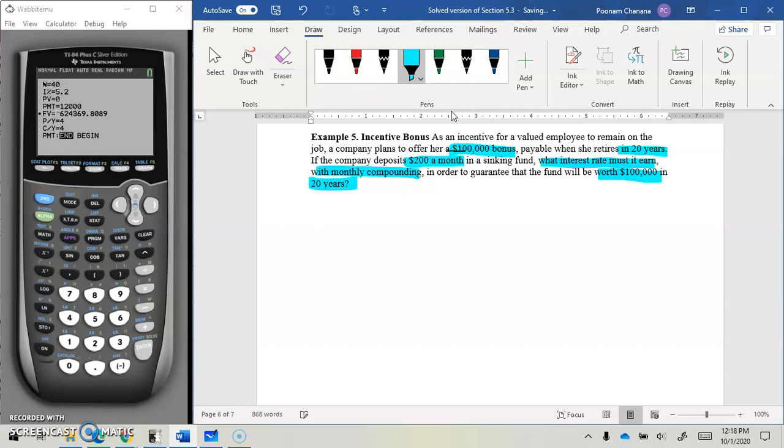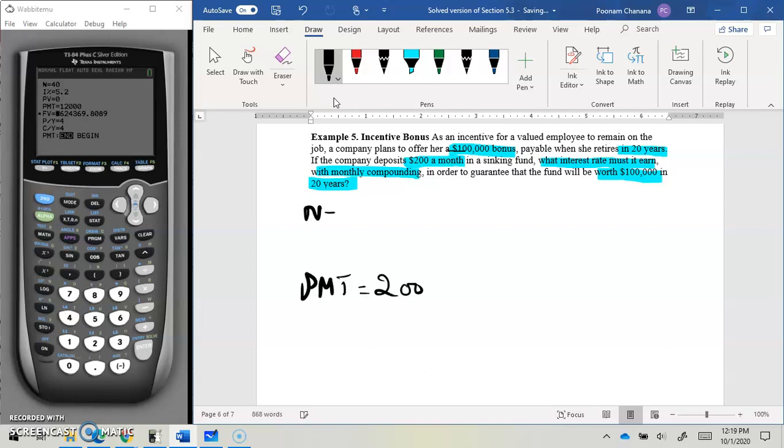So, do you see what it's saying? It needs $100,000 after 20 years. So, they start putting the money in today. How much money are they putting in? $200 a month. So, that is your payment. So, the first thing I see is payment is equal to $200. For how long? They are doing it monthly for 20 years. That means N would be 20 times 12, because there are 12 months in a year.